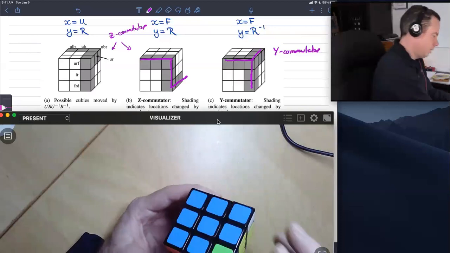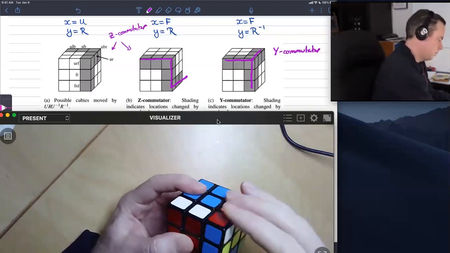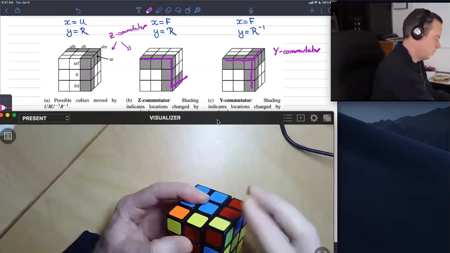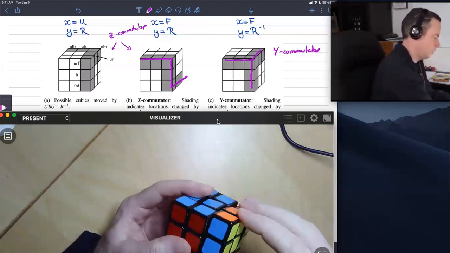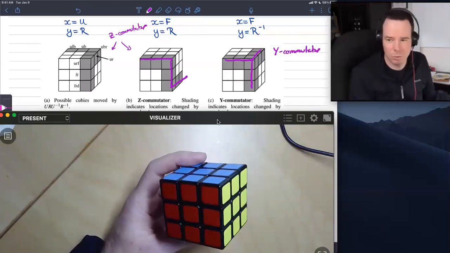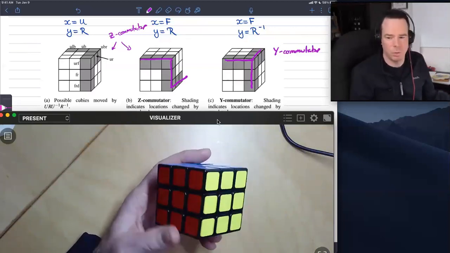And then we can do it again. So F R inverse, F inverse R, F R inverse, F inverse R, F R inverse, F inverse R. So I did it 3 more times for a total of 6. We get back to where we started. So that commutator has order 6.